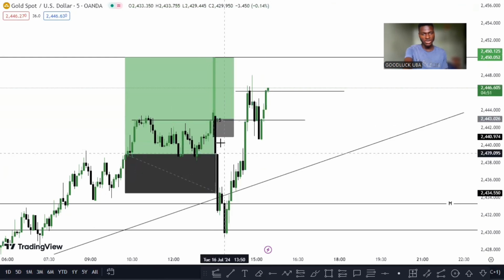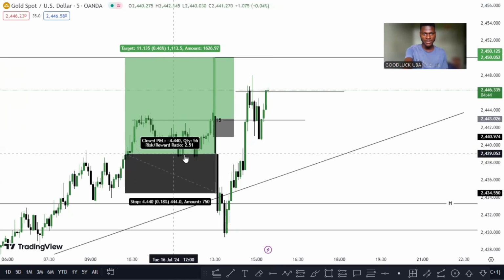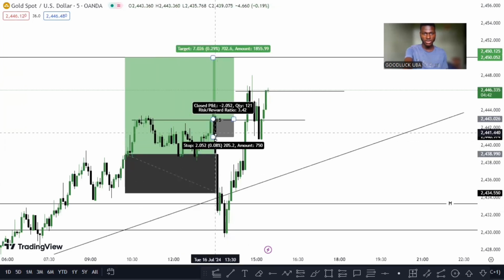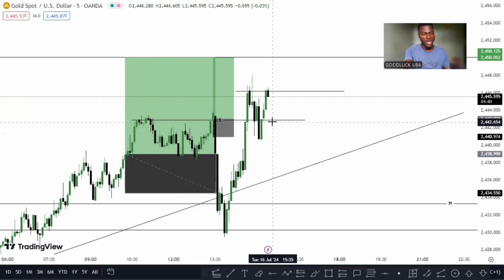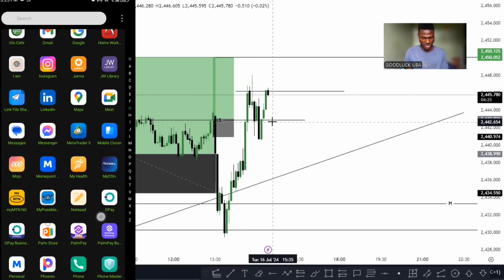And price hit me out on break even because I already moved my stop loss. This is my original position. This is why I had the main entry. I already moved it to break even, so price hit me out on a very, very minute loss. Let me show you guys on my MT5. Price hit me out on a very, very small loss.